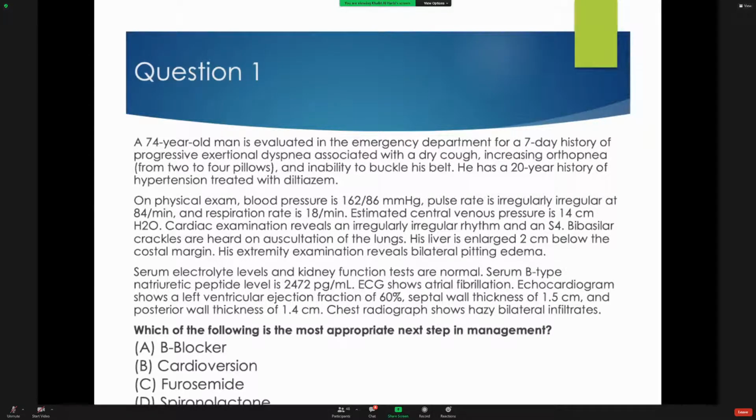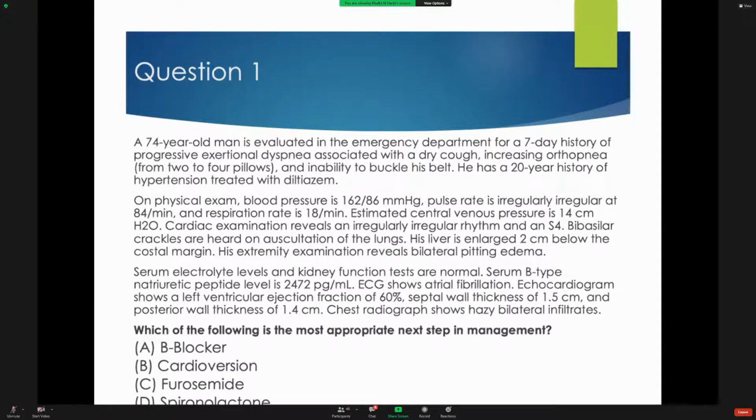Excellent. So why is it not cardioversion? He's not having an arrhythmia, so no. The heart rate is controlled. Okay, so he has AFib, but it is controlled, so no need for cardioversion. Furosemide, we will use it because he has edema. And why is it not spironolactone? Spironolactone is an aldosterone antagonist, so it has no effect on the heart, Doctor.